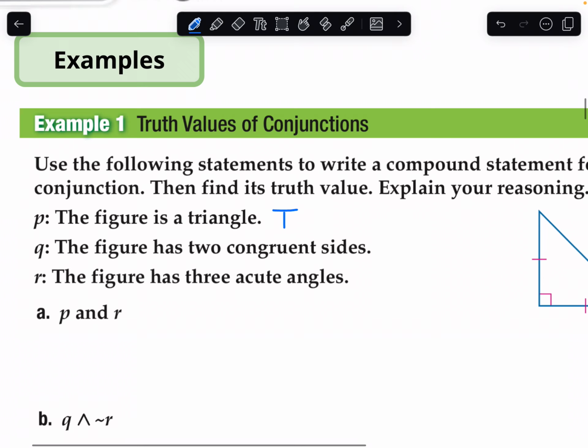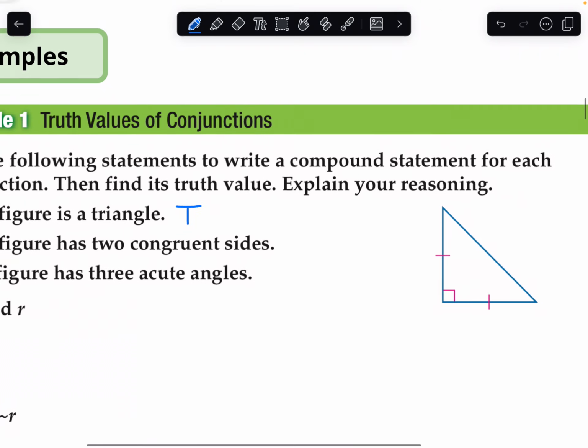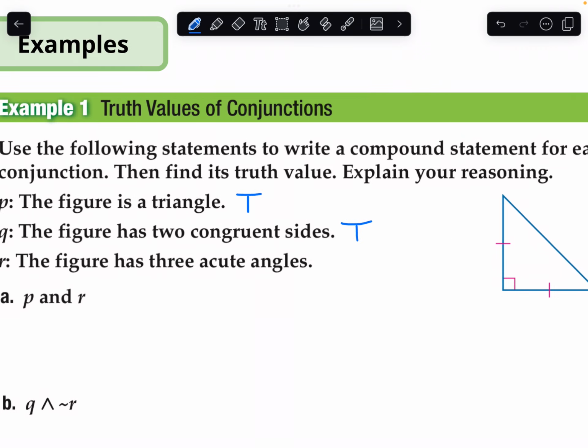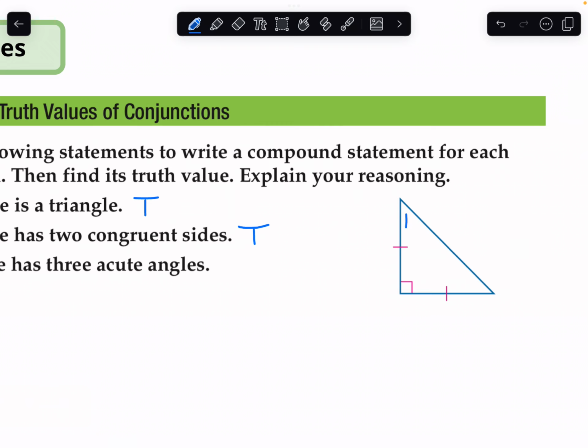The figure is a triangle. That's true. The figure has two congruent sides. They are marked here and here, so that is true. The figure has three acute angles. I see one, I see two, but this is a right angle. That's not acute. Therefore, this statement is false.